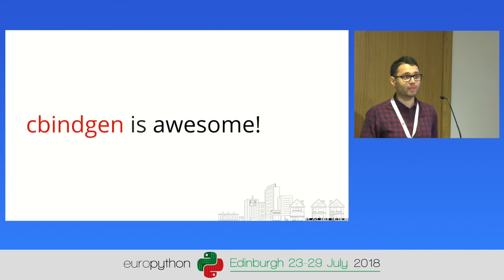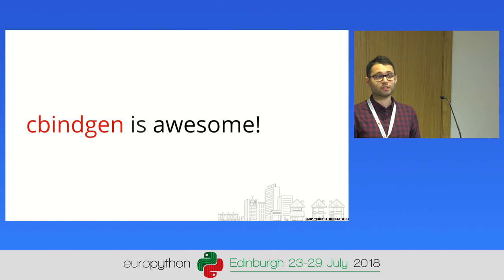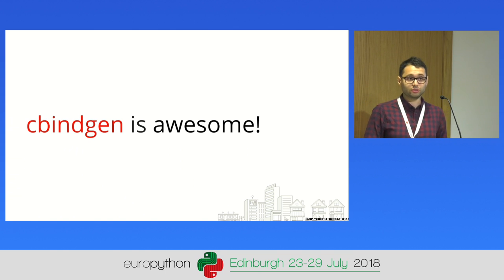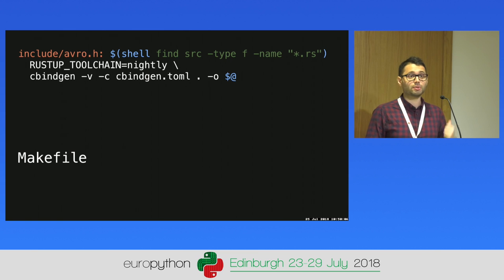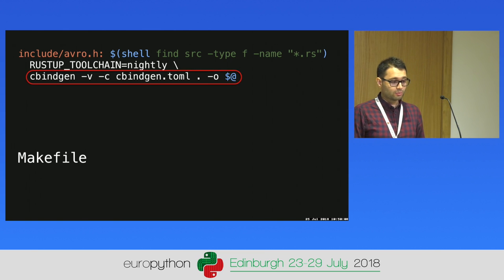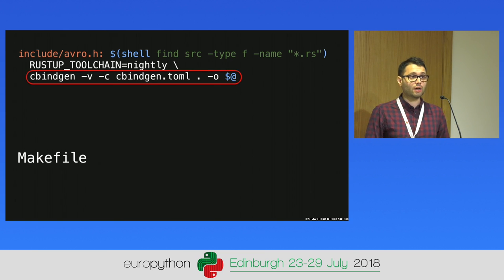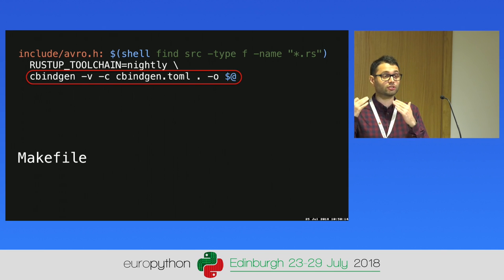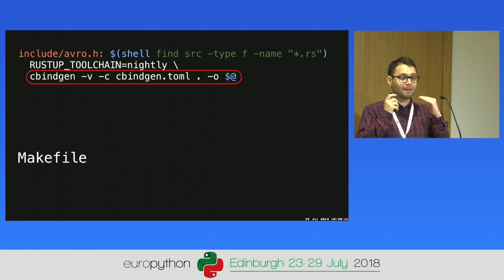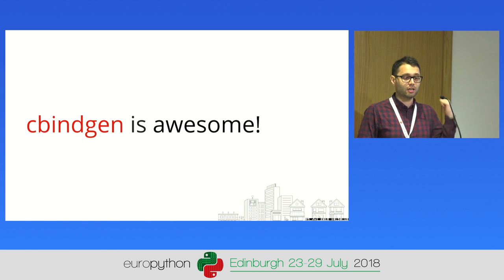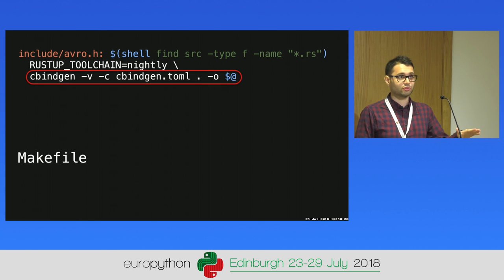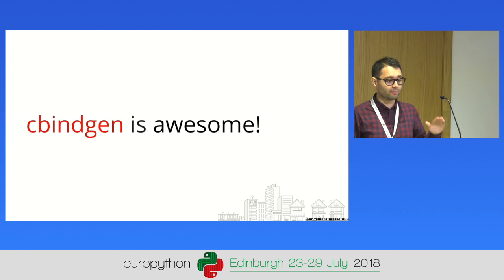cbindgen is awesome. It's a fantastic open source project. You can find it on GitHub. What you need to do is basically just hook it up in your makefile, and with just this little command, it will auto-generate the header file for you. It even transforms the Rust doc strings into comments. It's amazing, trust me. Again, copy-paste it, and you're done. You don't need to write another file anymore.